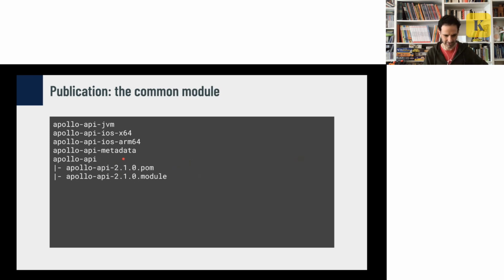And the metadata is there so that tools like the IDE, IntelliJ, or introspection can have access to this extra type information. And then, last but not least, we have this module called Apollo API. So it's the same name as before, but it's almost empty. If you look inside, you will see two files. The POM file, which is the Maven XML file, and the module file, which is a new one, which is the Gradle metadata. It's made by Gradle.